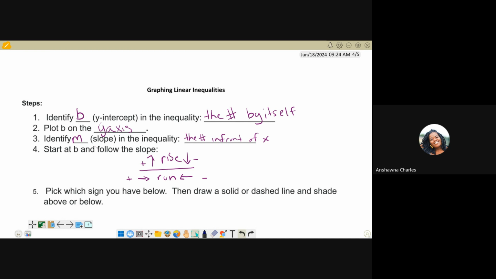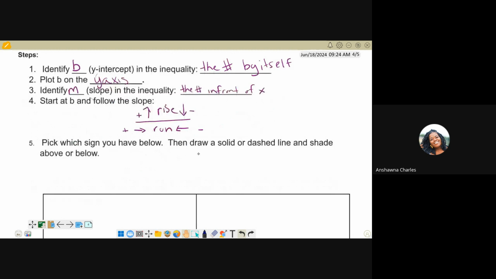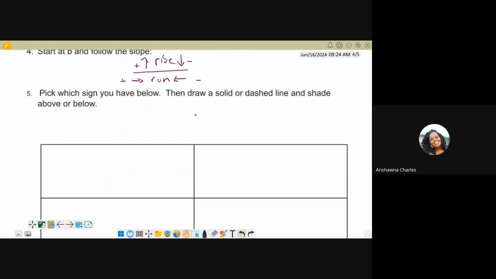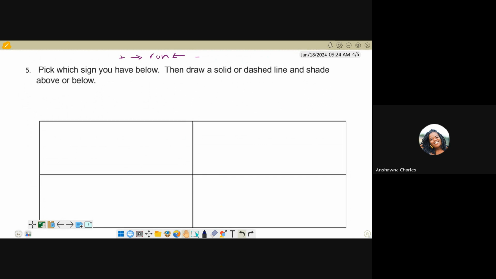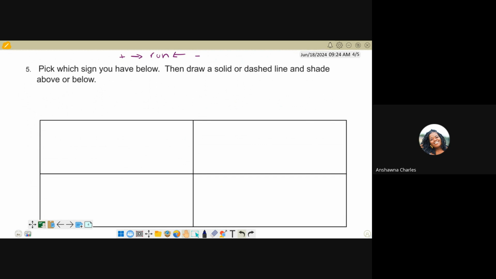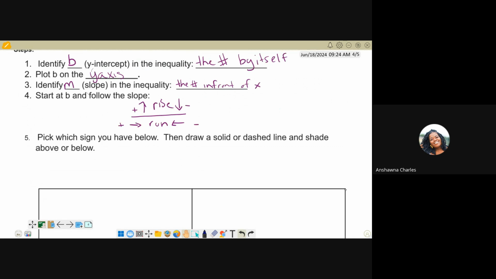Okay. This next part is your key. This is what you're going to keep using to practice. You need to pick which sign you have below, then draw a solid or dashed line and shade above or below. Y'all had that all written before I put it up.